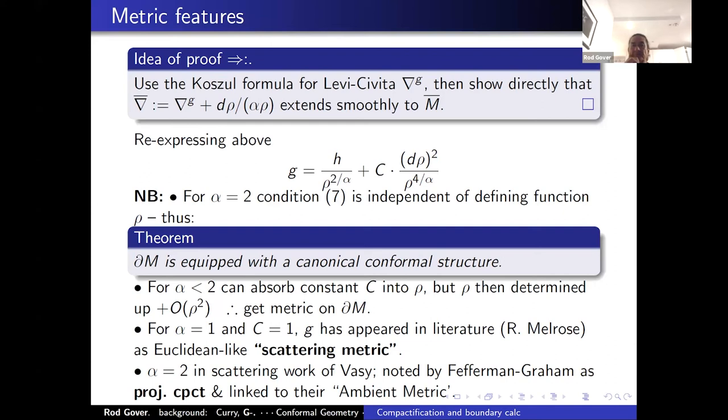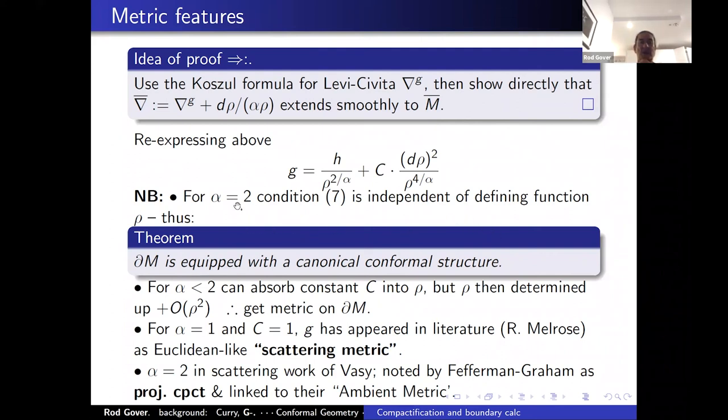The idea of the proof, in both directions really, is that you're using the Koszul formula for the Levi-Civita connection. In one direction, it's pretty easy to show that if you have that formula for the metric, then the corresponding Levi-Civita connection is related to the original one the right way for it to be projectively compact. So it's really the other direction that's hard. If you know that the metric is projectively compact, can you show that it's of that form at the boundary?